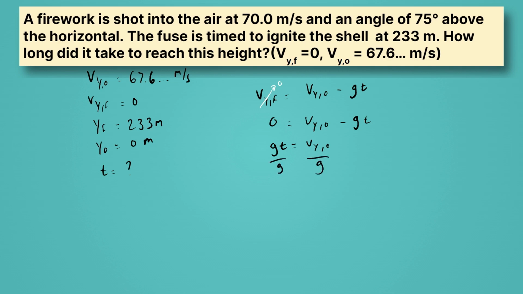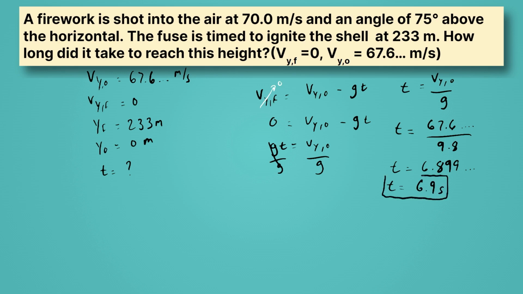When we divide both sides by g, these g's will cancel, and what we'll get is that time is equal to velocity y initial divided by g. So in this case, time is equal to 67.6 divided by 9.8. When we plug that into our calculator, we should get 6.899 and so forth. Now here we're going to round again to 2 sig figs because our angle has just 2 sig figs, and we'll get time equals 6.9 seconds. So it takes 6.9 seconds for that firework to reach that maximum height of 230 meters.